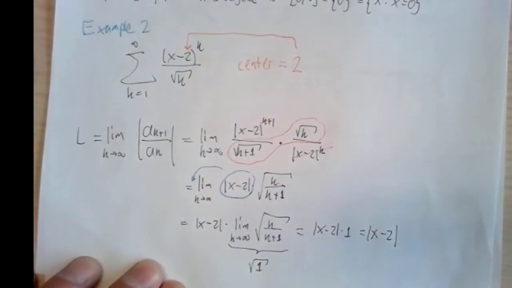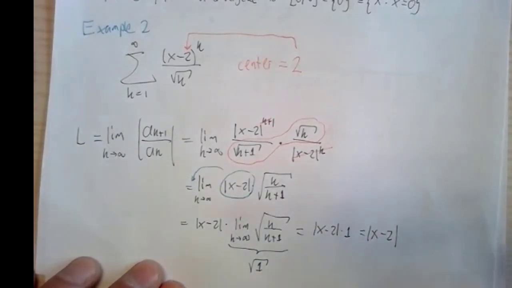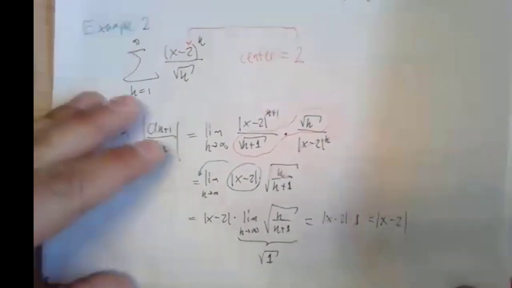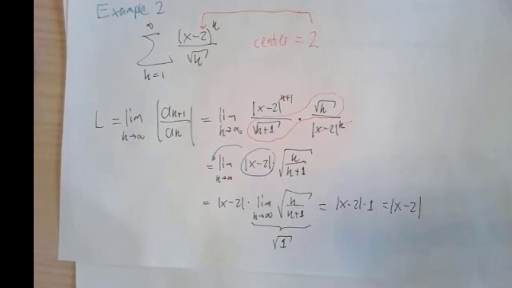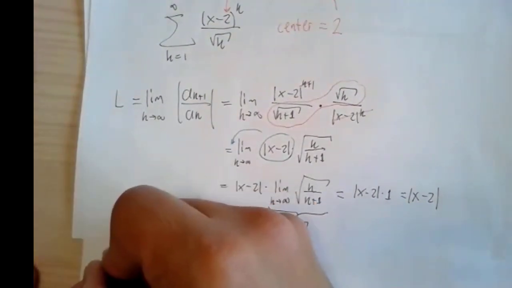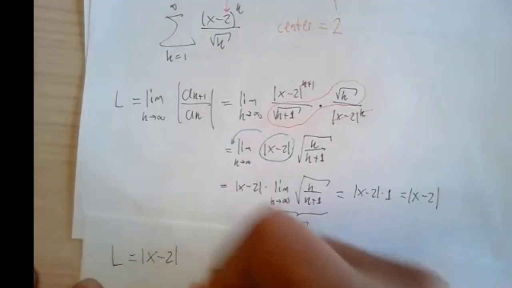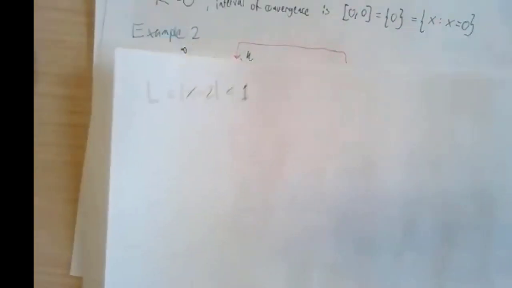And then, just as I was telling you, once you have calculated this limit, you want to know when this is less than 1, because when it is less than 1, that is where the series will be convergent. So let's take a look at when this is less than 1. L is absolute value of x minus 2, and we want to know when this is less than 1.